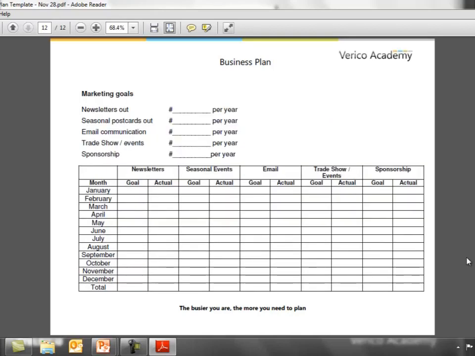Marketing goals. If you haven't done a marketing plan in the past, this page itself could be your marketing plan for the year. So what we have done up here is we've indicated the different ways that you can market. You can send out newsletters, you can send out seasonal postcards, you can do email communication, you can attend trade shows, you can sponsor baseball teams and events. Then we ask how many of each you're going to do, and then what you do is you actually set up a schedule of when you're going to do them and how many you're going to do, and then you record it. And that in itself is a little marketing plan.